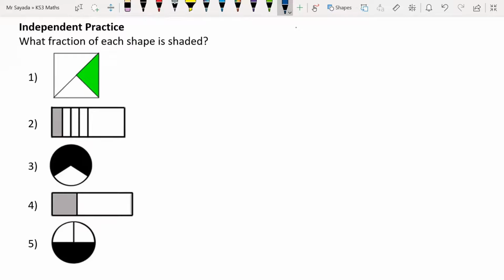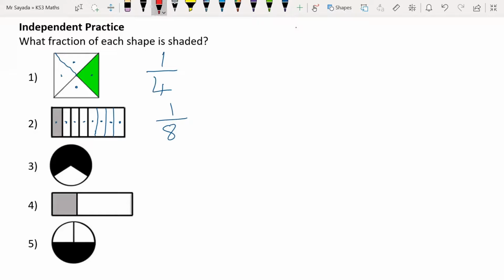So for question 1, we first had to split the shape up into equal parts by doing this. There were now 1, 2, 3, 4 equal parts. 1 of them is shaded. 1/4 of the shape is shaded. Question 2, we had to put those vertical lines in the other half of the shape as well. So we now have 1, 2, 3, 4, 5, 6, 7, 8 parts. That goes on the denominator. 1 of them is shaded. 1/8 of the shape is shaded.